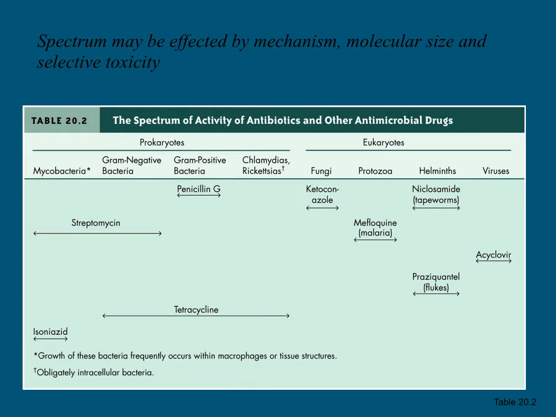Streptomycin is a pretty good, probably a medium spectrum. Tetracycline is a very broad spectrum antibiotic. It works very well. And then you have down at the bottom left there, isoniazid is the exact opposite. It's extremely narrow spectrum, and it only actually works against mycobacteria. It is specific to mycolic acid.